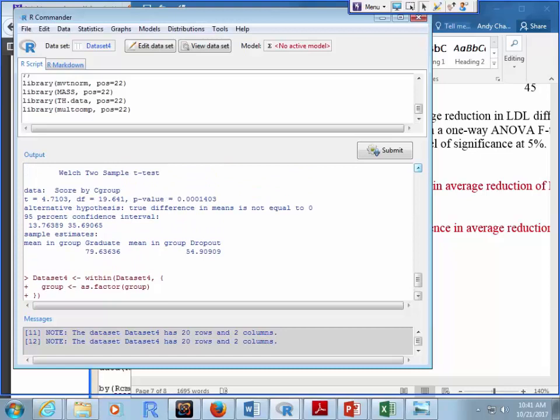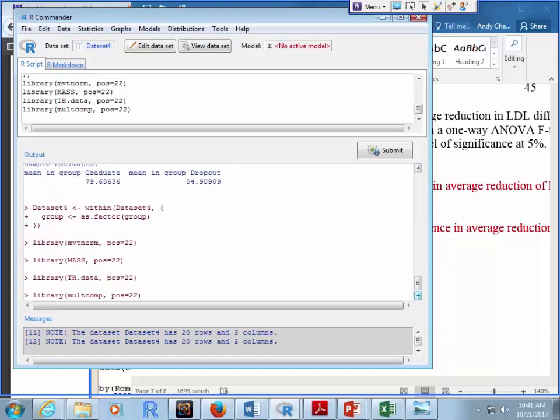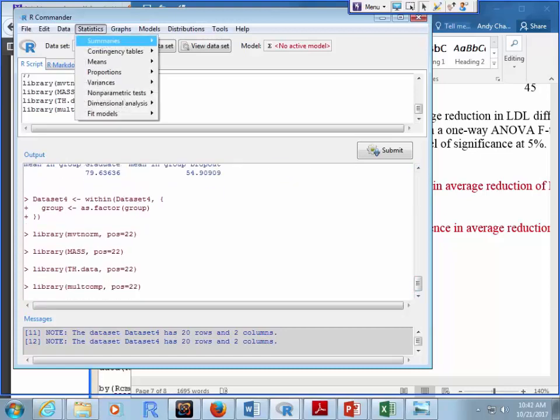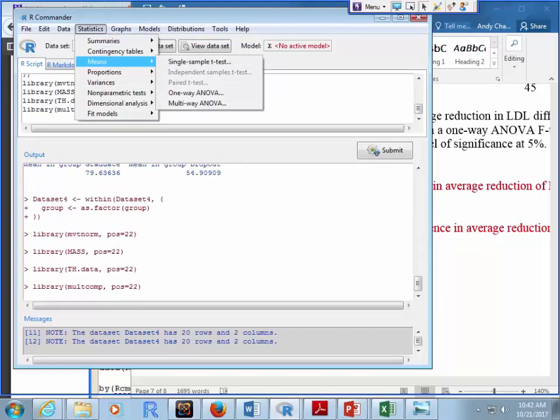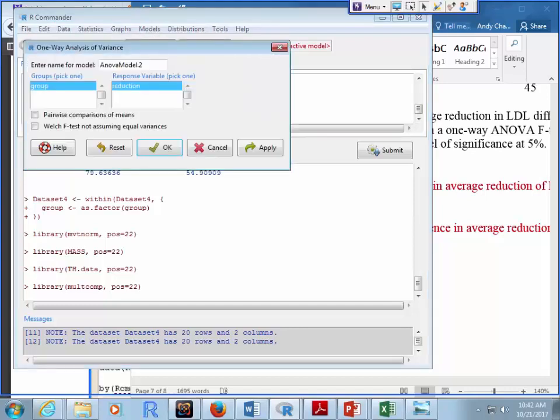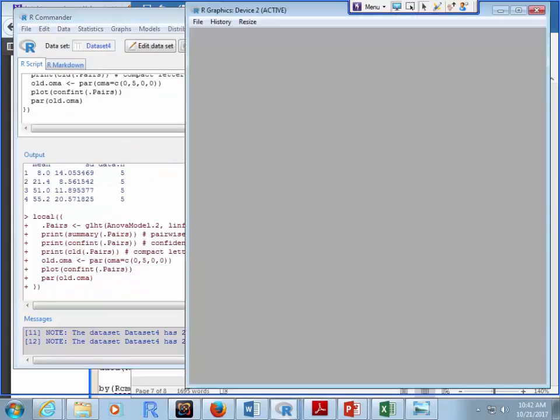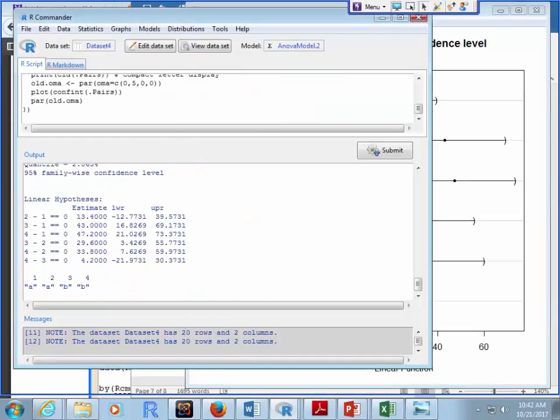Did I run it? I think I ran it. Oh no, I didn't run it. I thought I ran it. I ran a model one time earlier for the two independent sample tests for checking normality. So for one-way ANOVA I have this model 2, 3 for this one, and pairwise comparisons. I want to have them all together, so click OK.